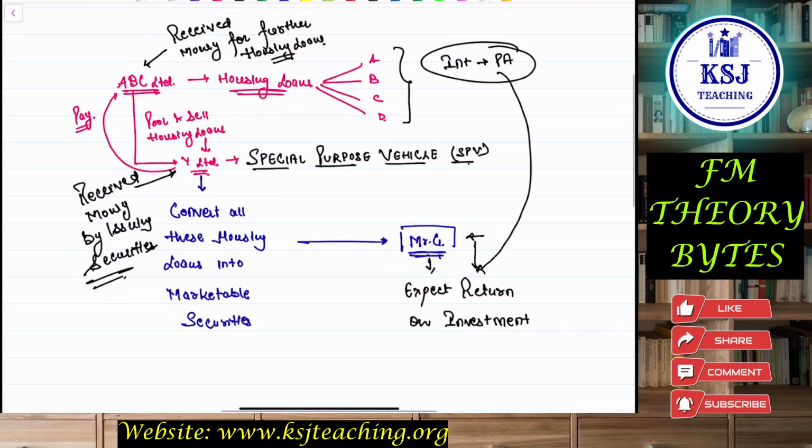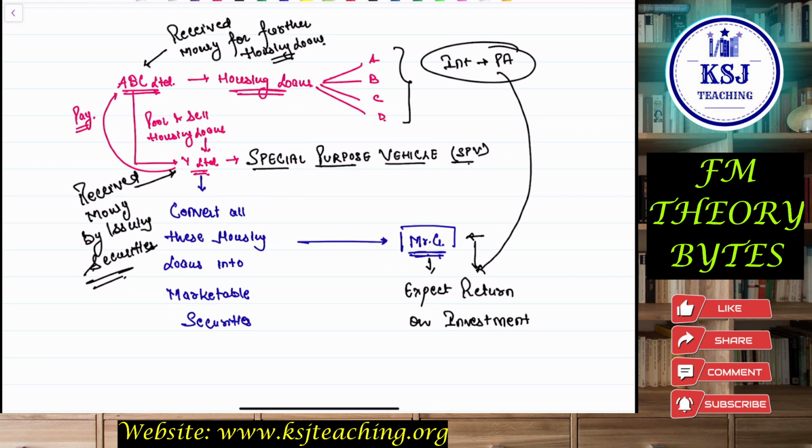So this is the whole process of debt securitization, that is a debt being converted into the securities and being issued. The return to Mr. G will be paid from the interest and the principal being paid by the original takers of the housing loans, A, B, C and D. They took the housing loan, they will be paying interest on that, they will be paying the principal amount.